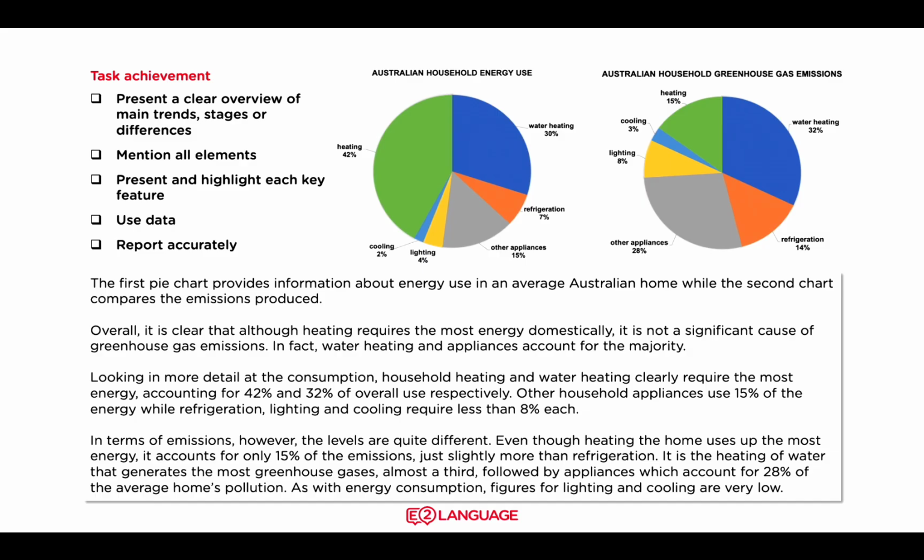First of all, have I presented a clear overview of main trends, stages, or differences? In this particular case, we're interested in the main differences because there are no trends, there are no stages. So I want to highlight the key differences between the two graphs, and it's down here in my overview paragraph. Overall, it is clear that although heating requires the most energy domestically, that's here, it is not a significant cause of greenhouse emissions. So that's over here. In fact, water heating, here, and appliances account for the majority. So these two together account for most greenhouse gas emissions from a household.